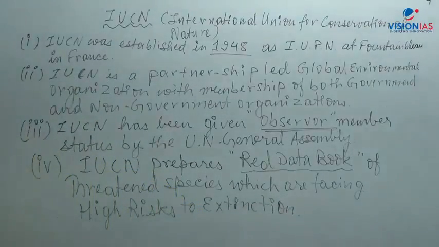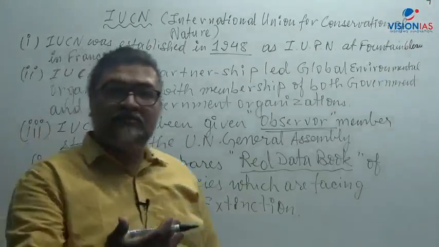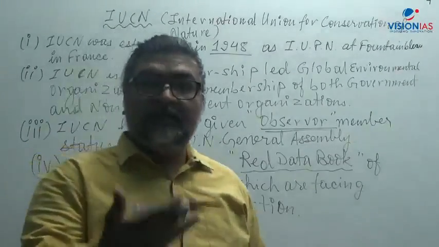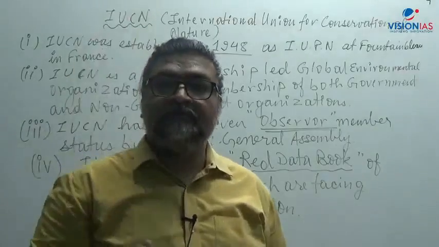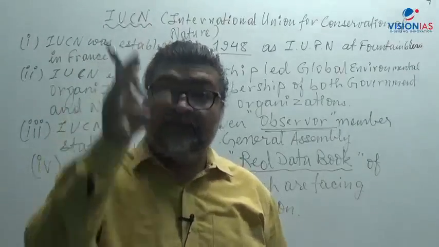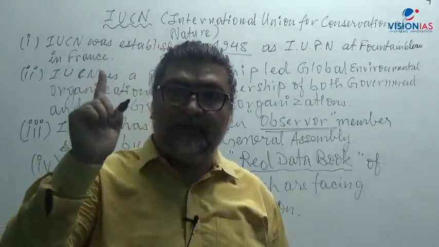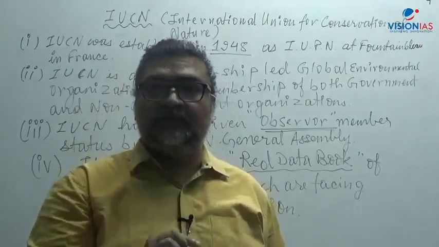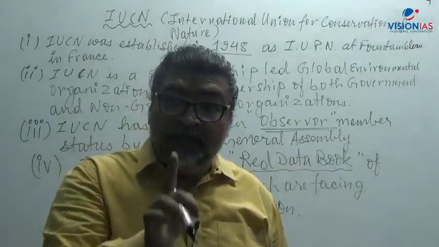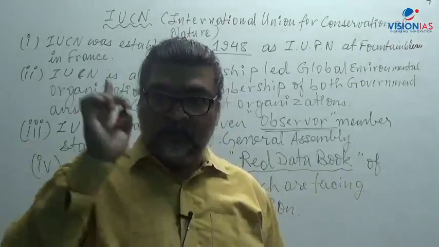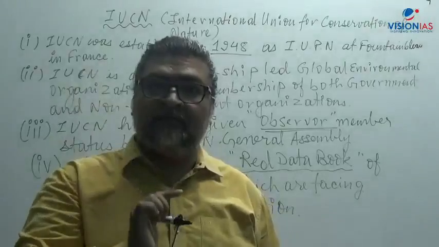They are facing a high risk of extinction. Those threatened species are brought into the Red Data Book. It's a complete compilation of information about such threatened species. It is published at the global level and at the national level. India has its own Red Data Book. There's a global Red Data Book, and there's an Indian Red Data Book.